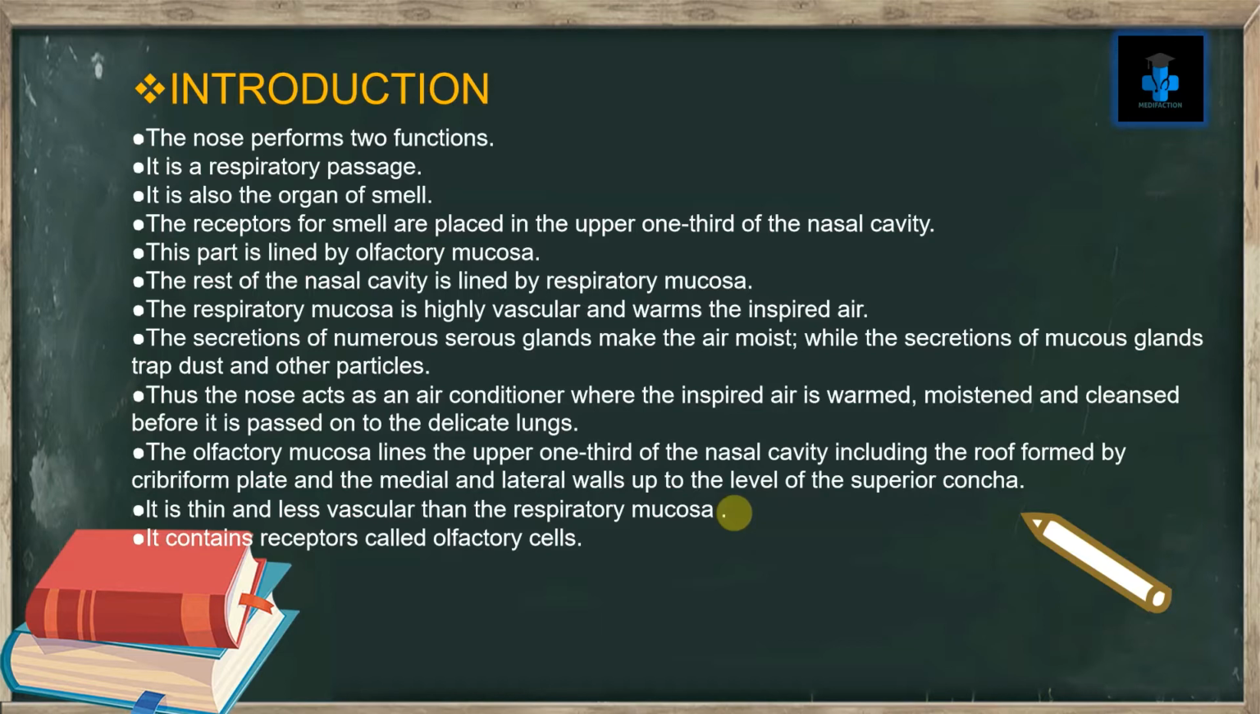The olfactory mucosa lines the upper one-third of the nasal cavity, including the roof formed by the cribriform plate and the medial and lateral walls up to the level of the superior concha. It is thin and less vascular than the respiratory mucosa. It contains receptors called olfactory cells.